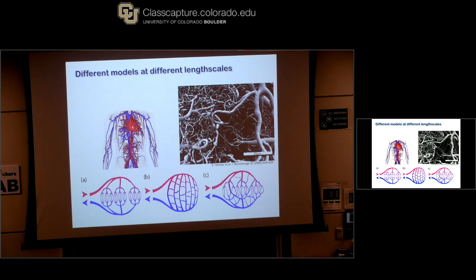Now, another thing I want to make you aware of before I finish this PowerPoint presentation, which is important to keep in the back of your mind, is that you need different models at different length scales. So this is the textbook view of our vasculature. We have the arterial tree joined with the venous tree, and this is when you look at it at the large scales.